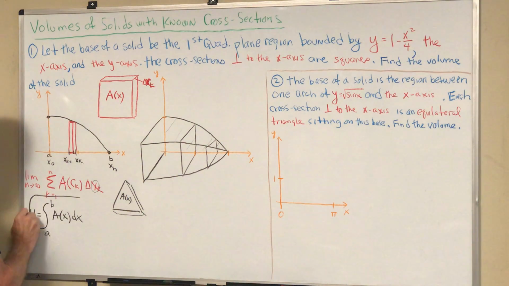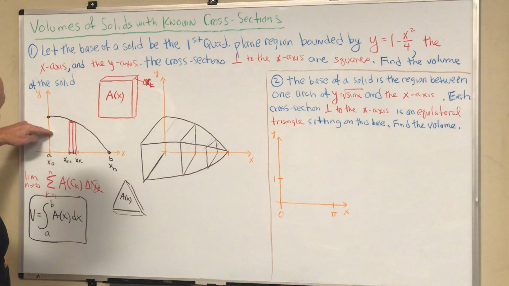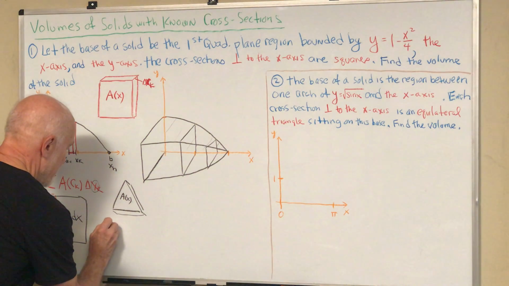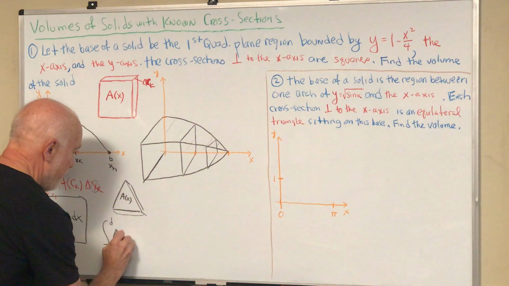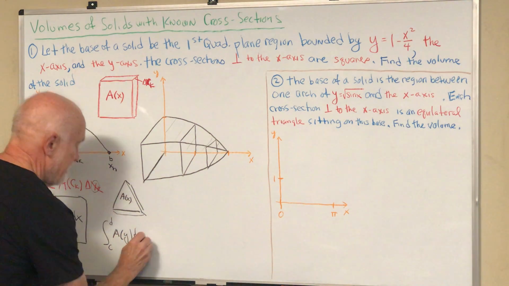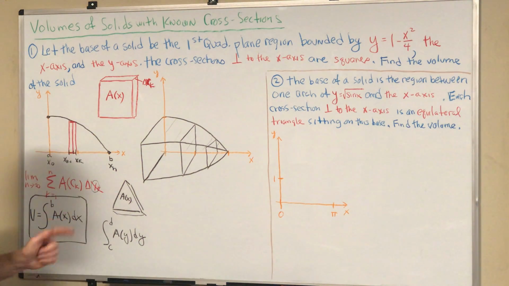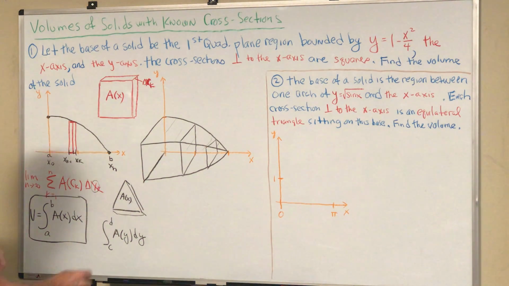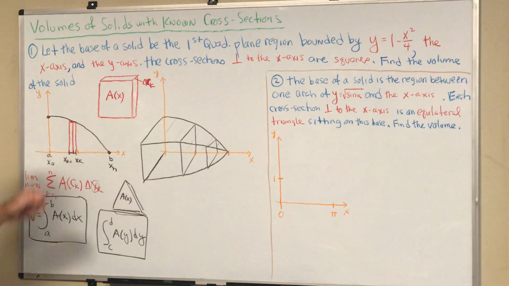We've derived it. And I think I've made the argument enough that you agree that if I made my rectangles on the side, then it would be the integral from c to d of A of y dy. The area of the cross sections would depend on the y value and not the x value. Here, depending on the x value, you get a different cross-sectional area. So these are our formulas. So let's see if it works on this problem.